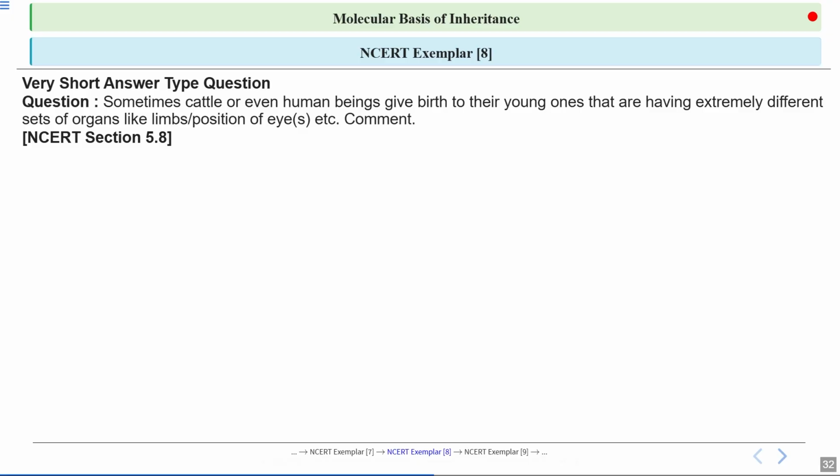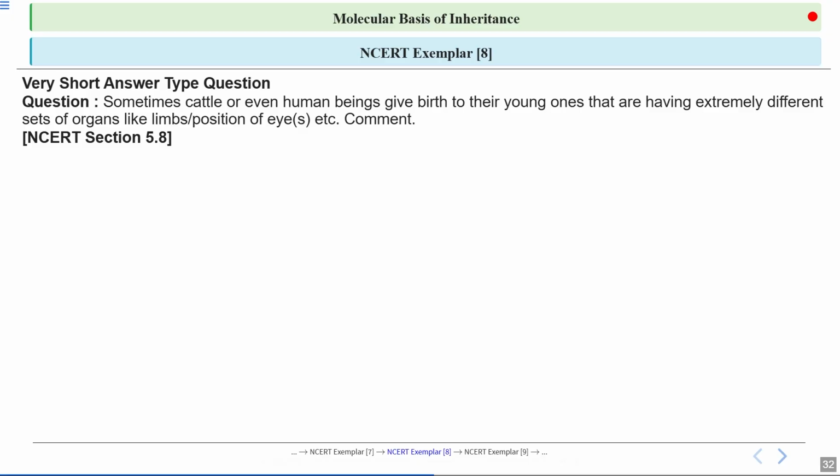So this is dependent on the genes. There is a disruption of the gene expression during the development. This leads to the formation of this different set of organs. So everything is dependent on the expression of the genes. Organ development is a very complex process which is controlled by the genes. These genes must be expressed in a coordinated manner.